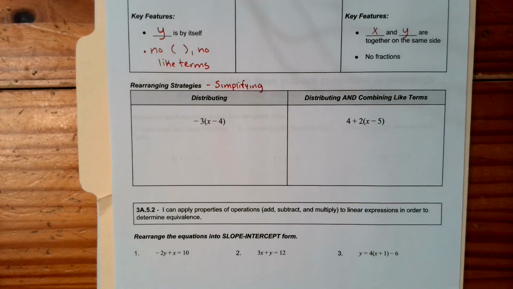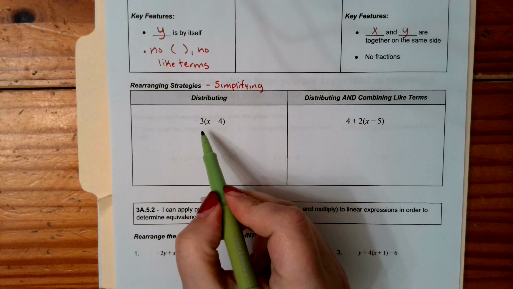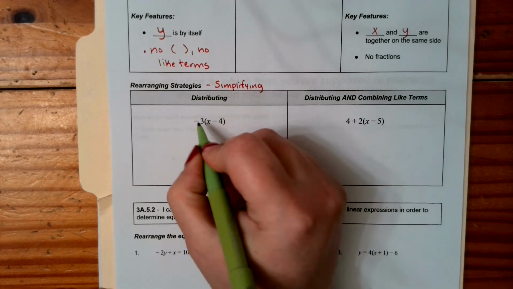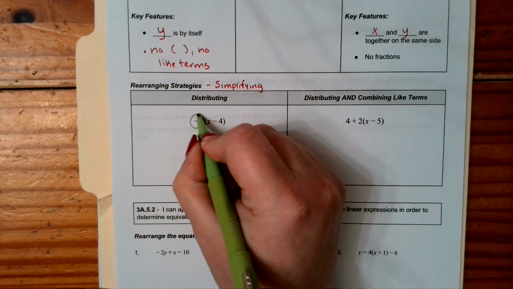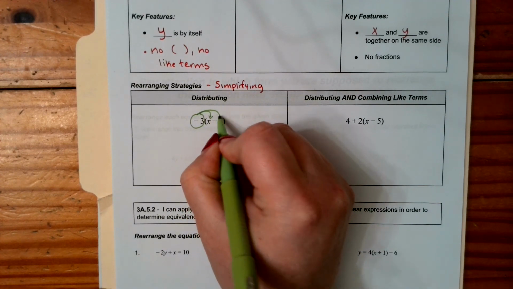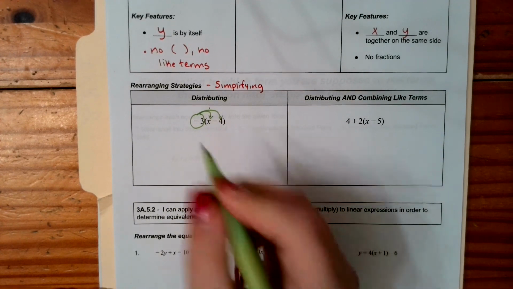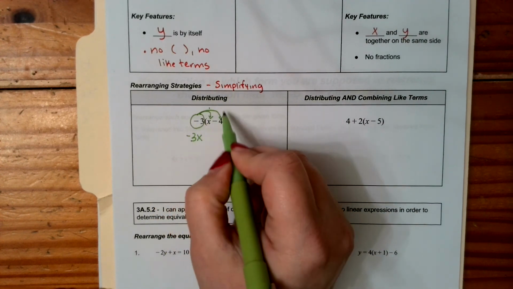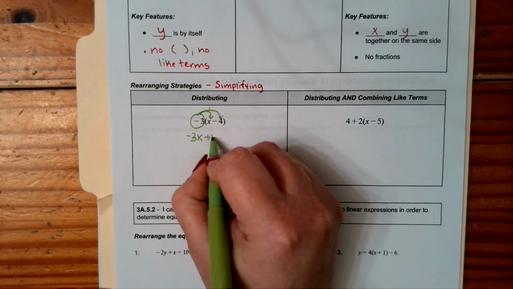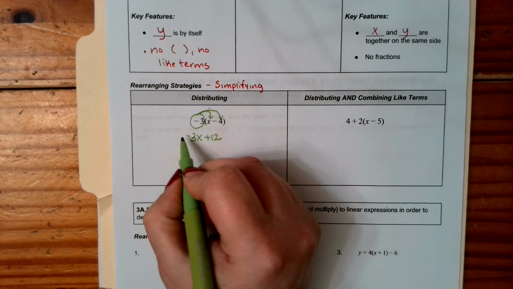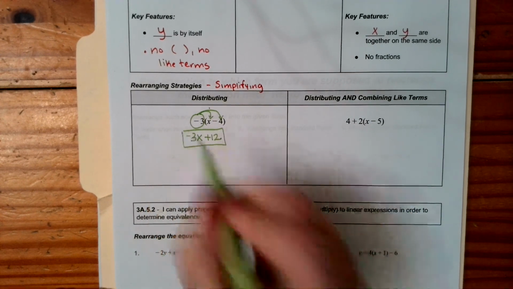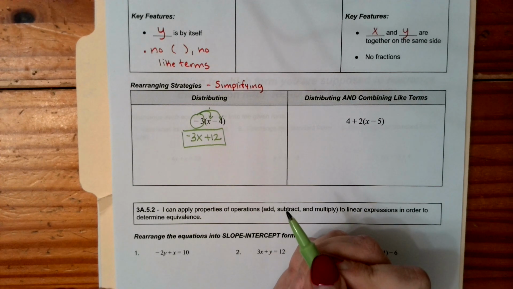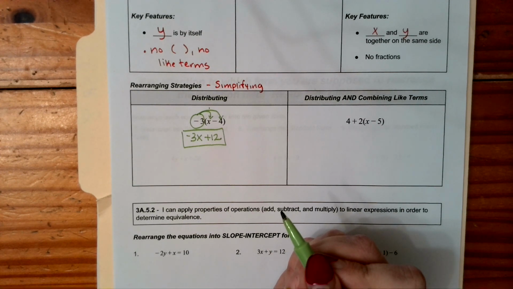Remember, we distribute anytime we see parentheses. So we can see that this is -3 times x minus 4. We're going to take the -3 and distribute it inside, which means we're going to multiply. So we have -3x, and then -3 times -4 gives us a positive 12. Now this expression is fully simplified. There's no more parentheses. They're gone once I do my distributing. And there's no like terms for me to combine, so I'm done there.